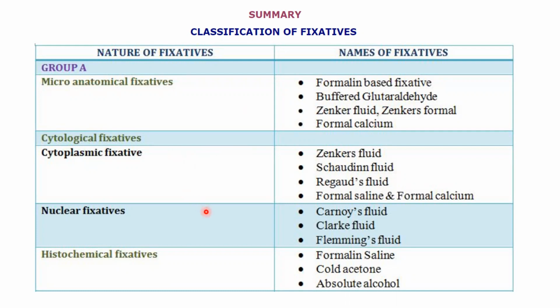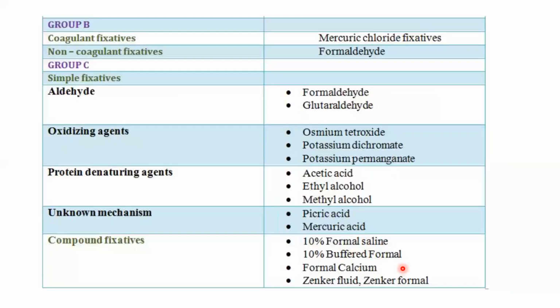If you remember, we have nuclear fixatives and cytoplasmic fixatives. Nuclear fixatives are Carnoy's fluid, Clark's fluid, Fleming's fluid, whereas cytoplasmic fixatives are Zenker's fluid, Champy's fluid. Then histochemical fixatives. In histochemical fixatives, we can use formal saline, cholecystone, or absolute alcohol. Then simple fixatives include aldehydes, oxidizing agents, protein denaturing agents, and also picric acid and nitric acid.